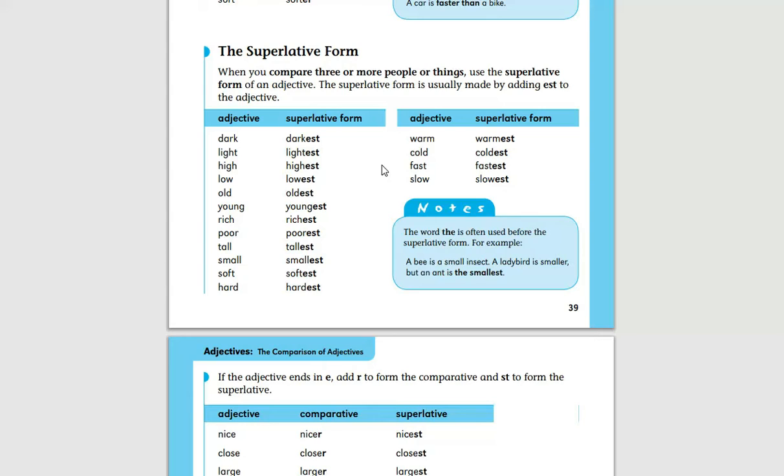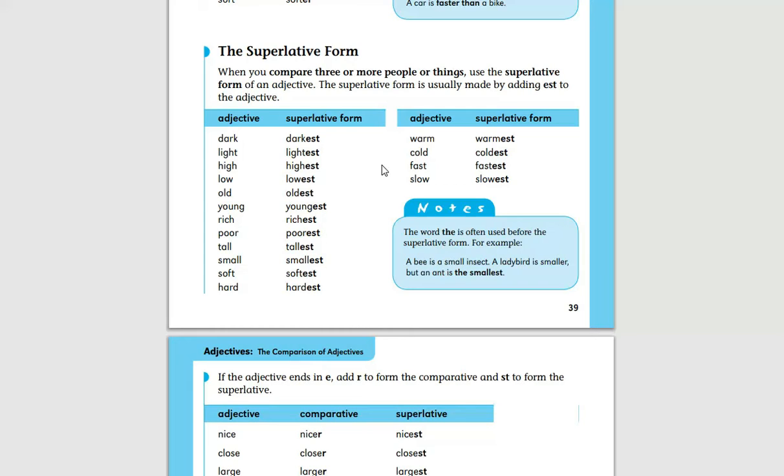Okay. Notes. The word the is often used before the superlative form. For example, a bee is a small insect. A ladybird is smaller, but an ant is the smallest. Okay. The word the is often used before the superlative form.